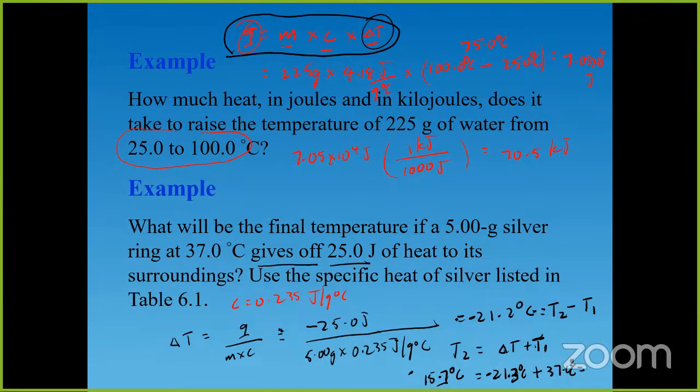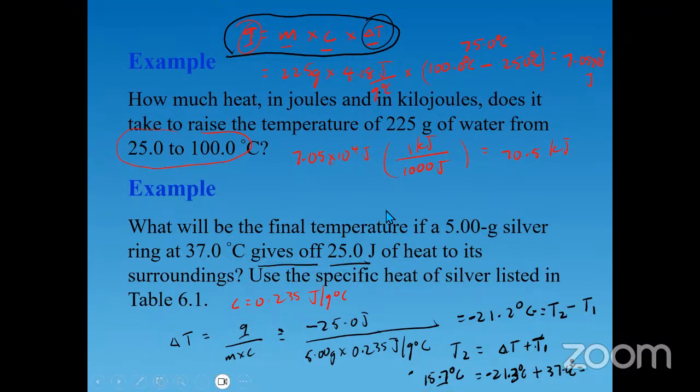All right. And if you look at the numbers, it makes sense because the initial temperature is 37. The final temperature is lower, which means that the ring must have given off heat in that process, right? Okay. Any questions about this?